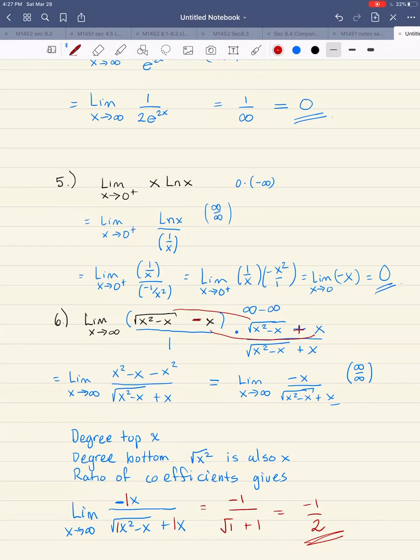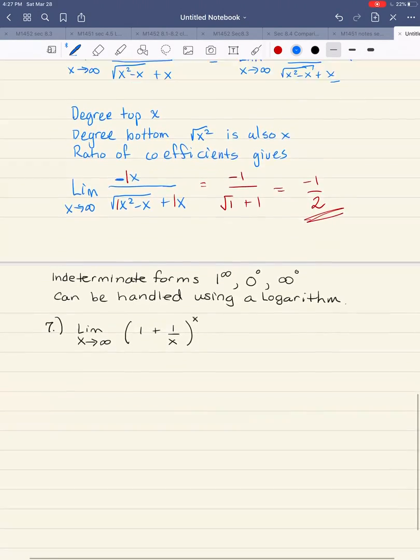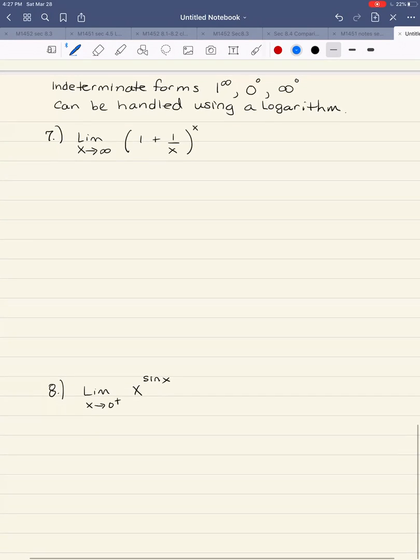Okay, so be careful using L'Hopital's rule with radical signs. Sometimes we just have to use our ratio of coefficients rules.